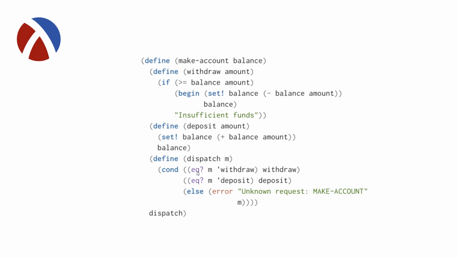And you can see that the dispatch procedure is just following the message passing pattern that we saw at the end of chapter 2. So it takes a message. If it is the withdraw message, it's going to return the withdraw procedure. If it's the deposit message, it's going to return the deposit procedure. Otherwise, it's going to say, I don't know what you're trying to do because I don't have any procedures corresponding to those messages that you've passed us.